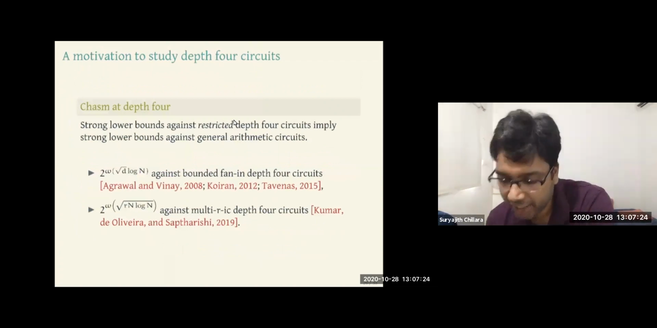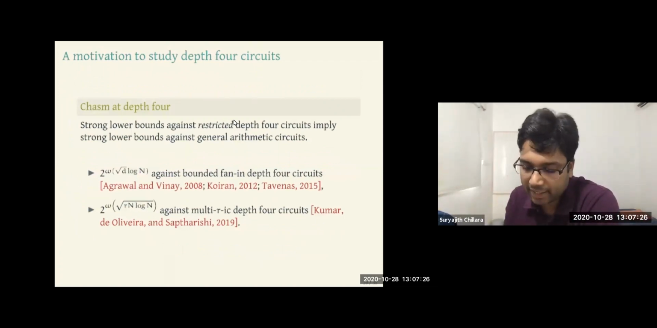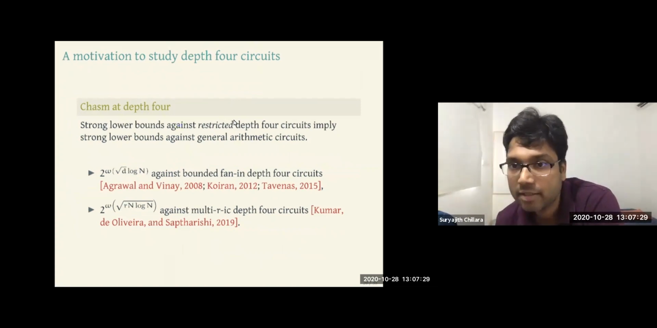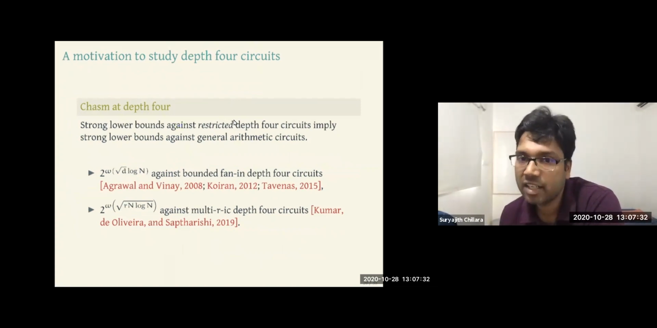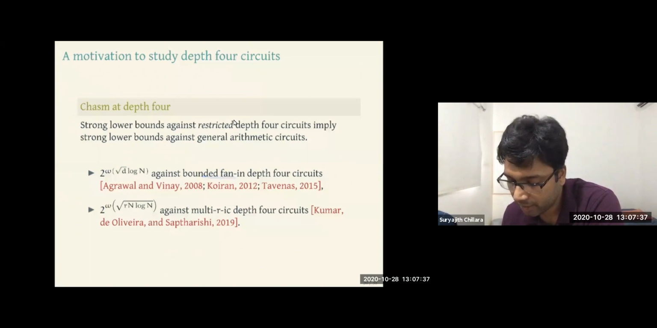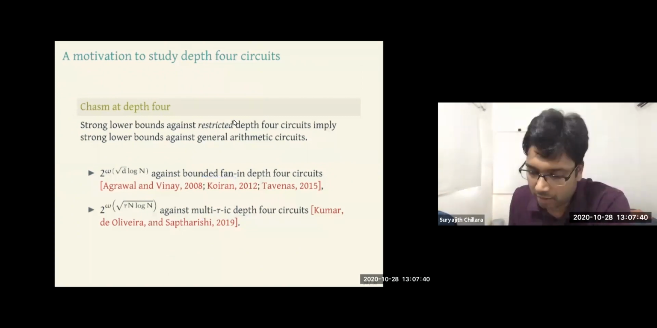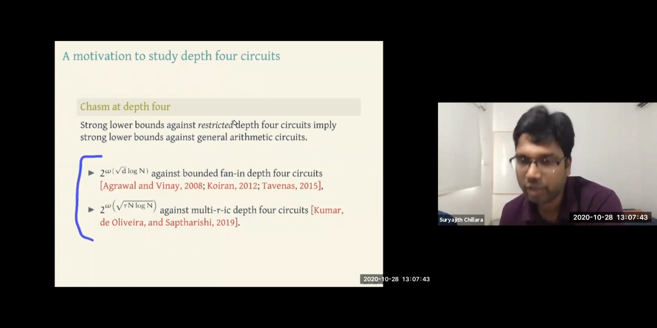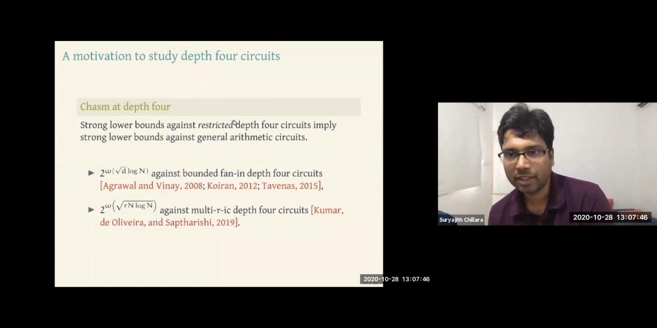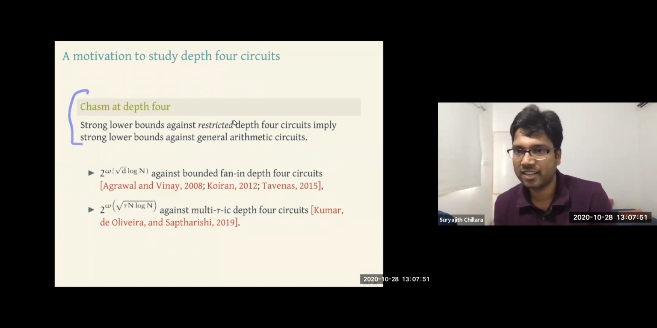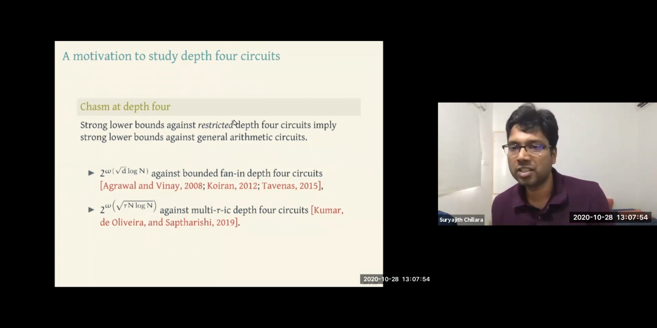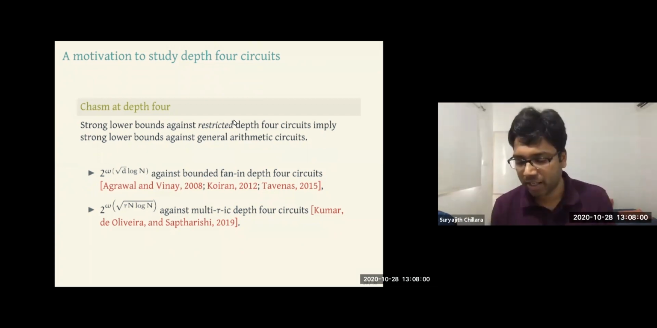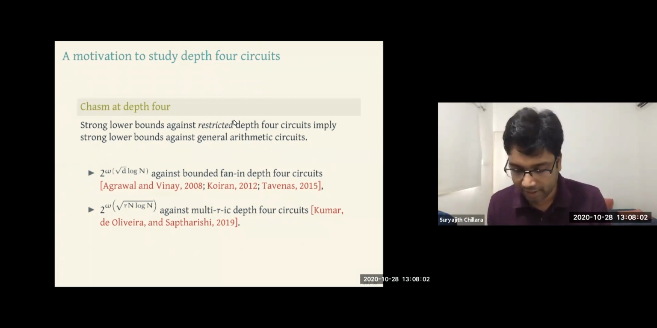There is also a motivation to study depth 4 circuits. In particular, proving strong lower bounds against restricted depth 4 circuits implies lower bounds against general arithmetic circuits. This has been studied in various settings, such as bounded-depth circuits and multi-array depth 4 circuits. However, our lower bounds are really far from what needs to be proven. There is also a set of the community which believes that this chasm is a good structural result, but lower bounds might not follow through this approach. So basically, there's a good reason to study depth 4 circuits, is all I wanted to say.